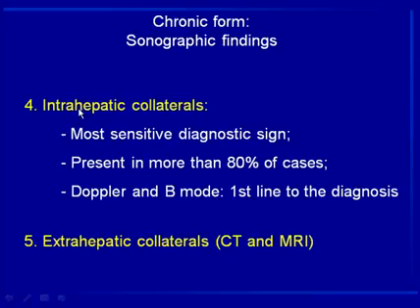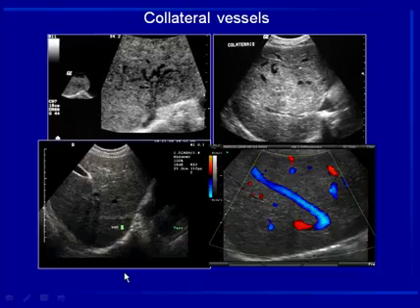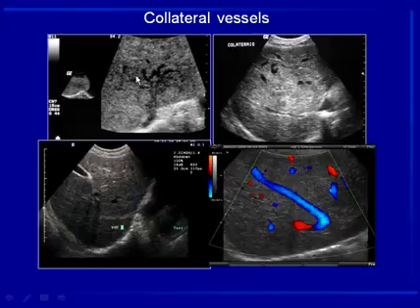The intrahepatic collaterals are the most sensitive diagnostic sign. They are present in more than 80% of cases. Doppler and B-mode ultrasound is the first line to diagnosis. Extrahepatic collaterals are identified by computed tomography and MRI. Collateral vessels.